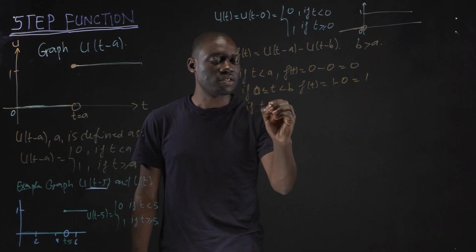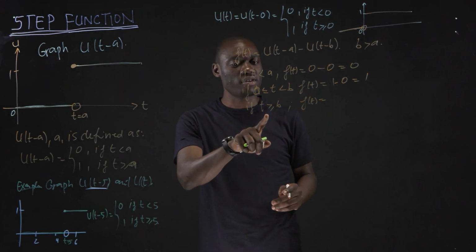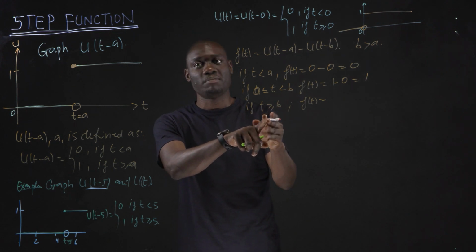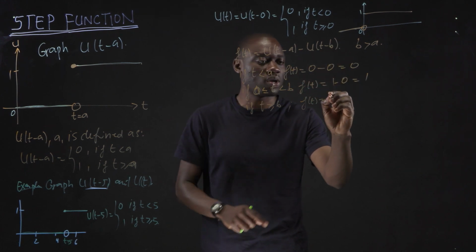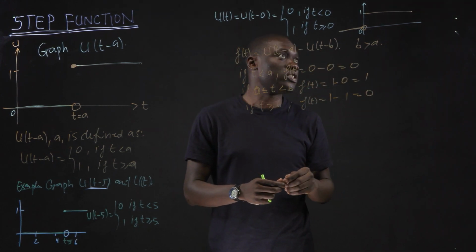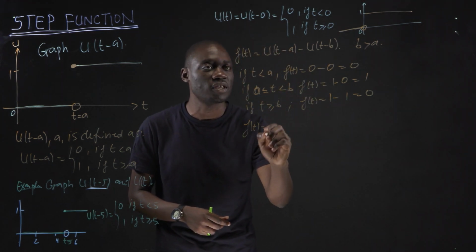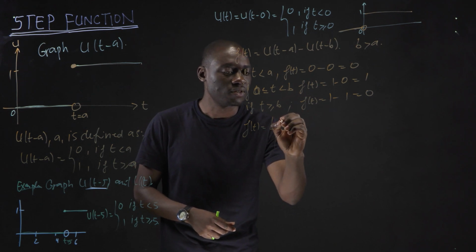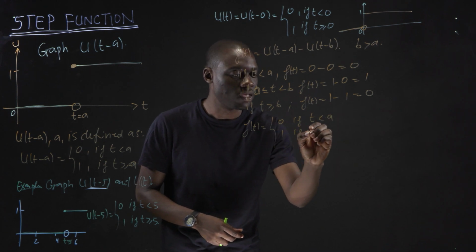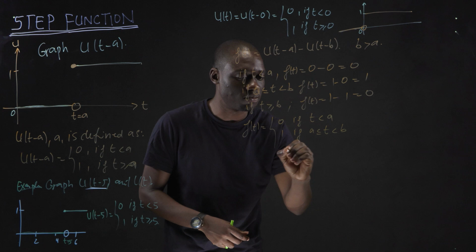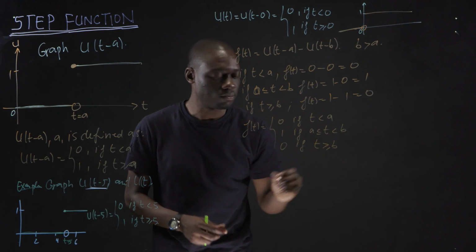And if t is superior or equal to b, then by default t is also superior to a. So u(t minus a) is 1, and u(t minus b) also is 1. So I have 1 minus 1, which is 0. So this function f(t) can also be written as 0 if t is less than a, 1 if a is less or equal to t less than b, and 0 if t is superior or equal to b.